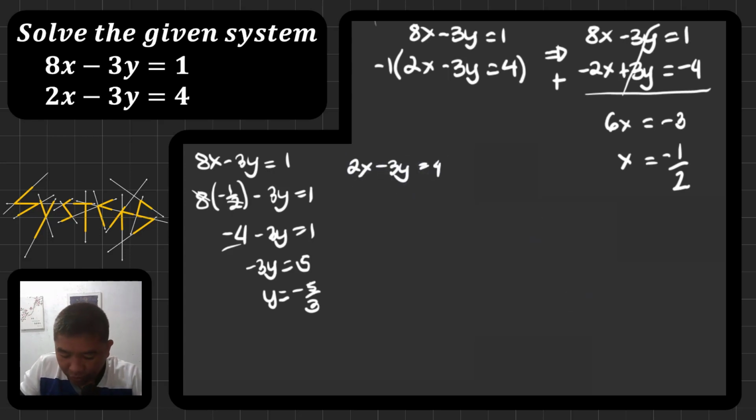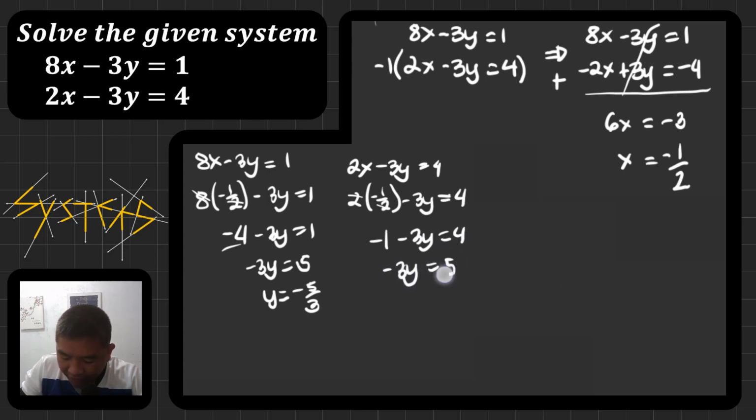So when we substitute negative 1 half, you have 2 times negative 1 half minus 3y equals 4, right? When you multiply that, you have negative 1 minus 3y is equal to 4. Add 1 to both sides. You will have negative 3y is equal to 4 plus 1, which is 5. You will have the same value for y, which is negative 5/3.